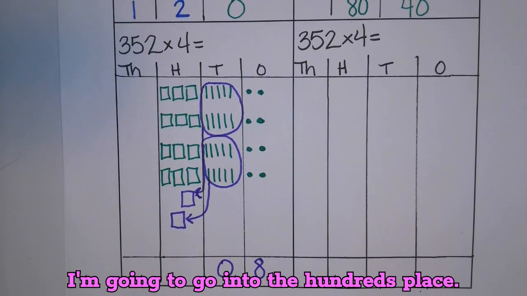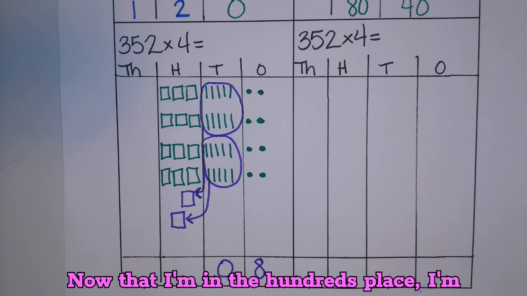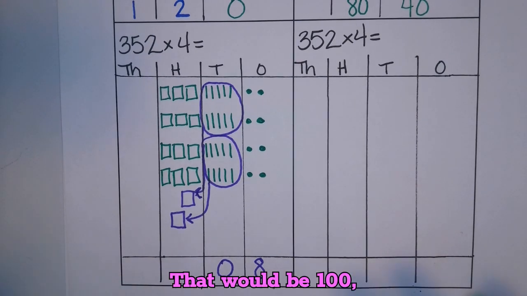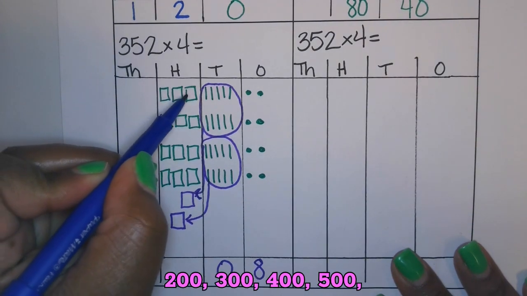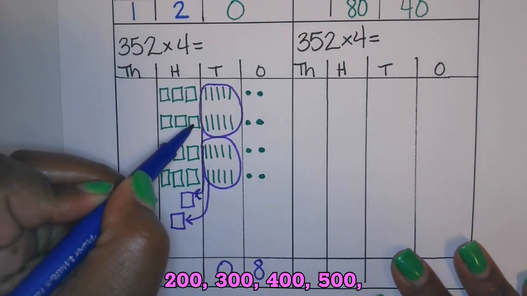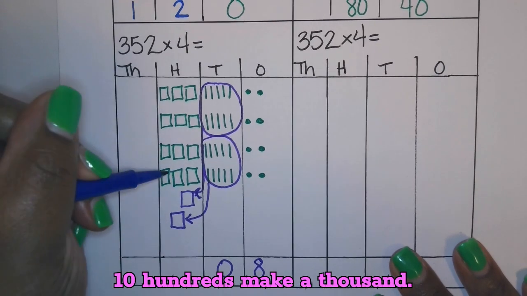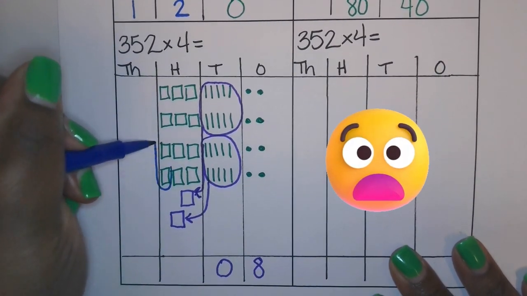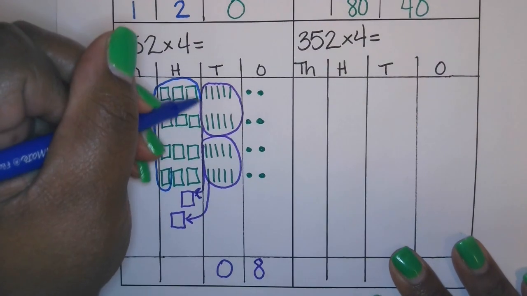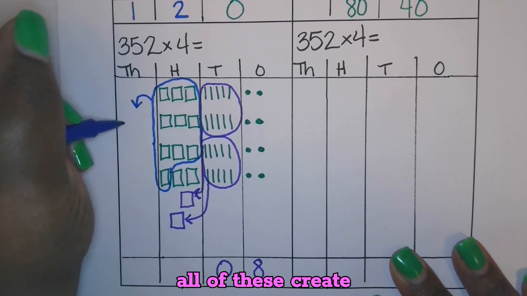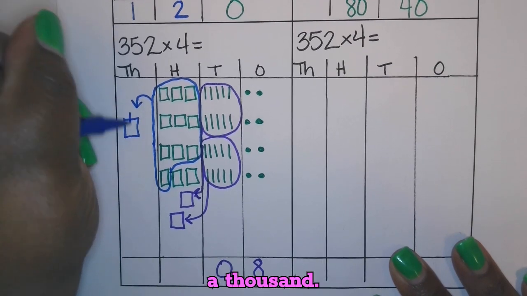Okay, now I'm going to go into the hundreds place. Now that I'm in the hundreds place, I'm going to count by hundreds. That would be 100, 200, 300, 400, 500, 600, 700, 800, 900, 10 hundreds make 1,000. All of these create 1,000.